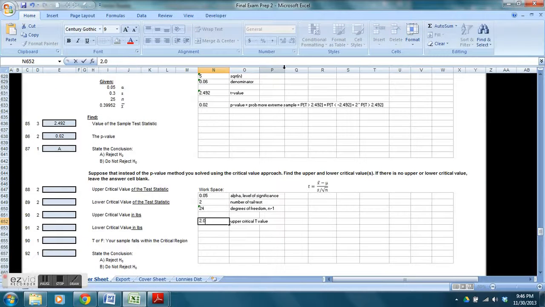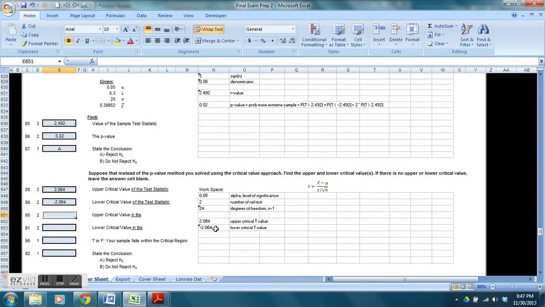Great. And this is symmetrical, so you have to realize that this is a two-tailed test, so your upper critical t value is going to be the positive of your lower critical value, or you multiply that by -1. So if you take -1 times our upper, we get the lower critical t value. And that's of the test statistic. T is our test statistic in this case.